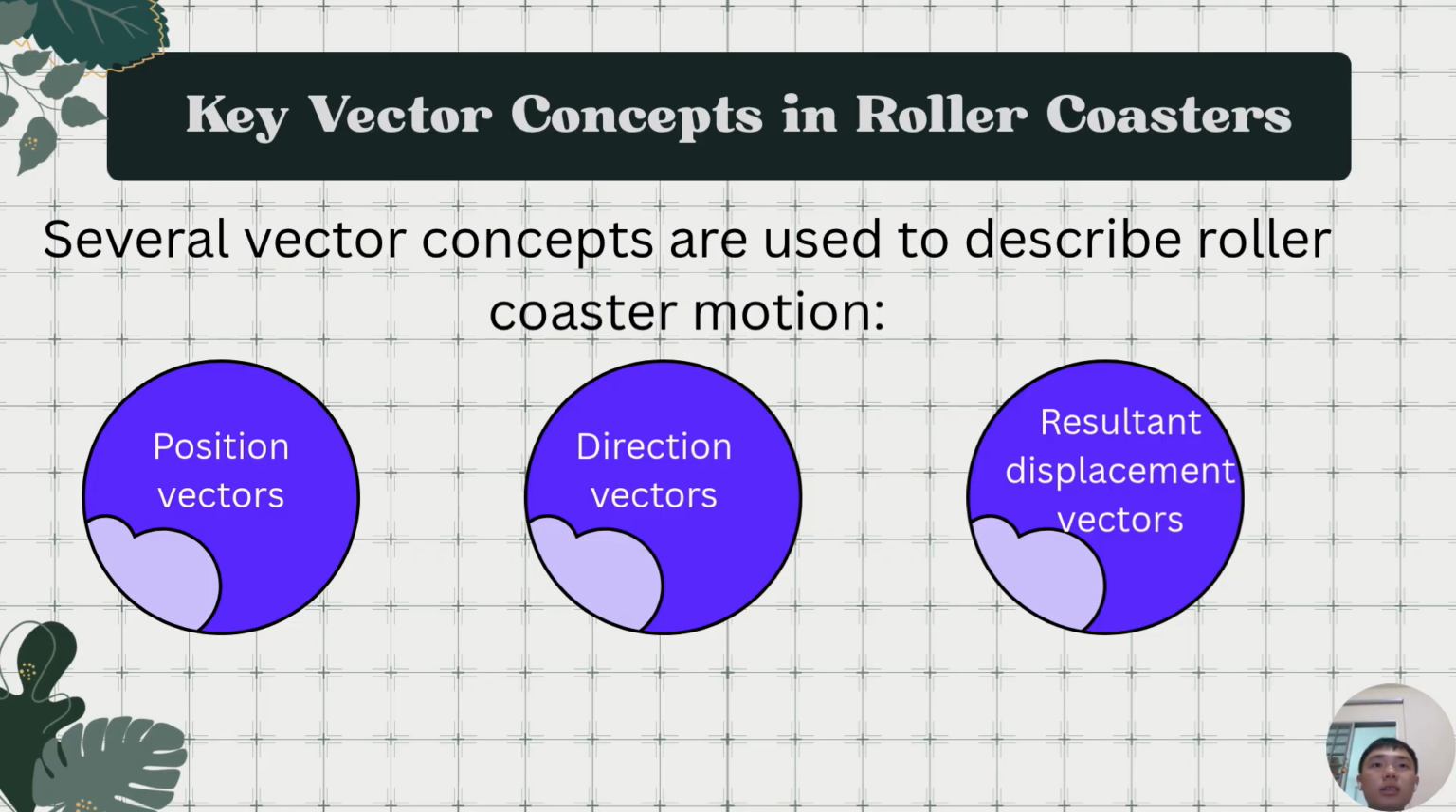So together, these concepts help engineers describe the roller coaster's movement in a structured and mathematical way. Instead of only saying that the coaster goes up, down, or turns, the engineers can express this movement precisely using vector notation. So this allows them to study the coaster's path more carefully, predict how it will move, and make sure that the track design is safe and convenient for every passenger.